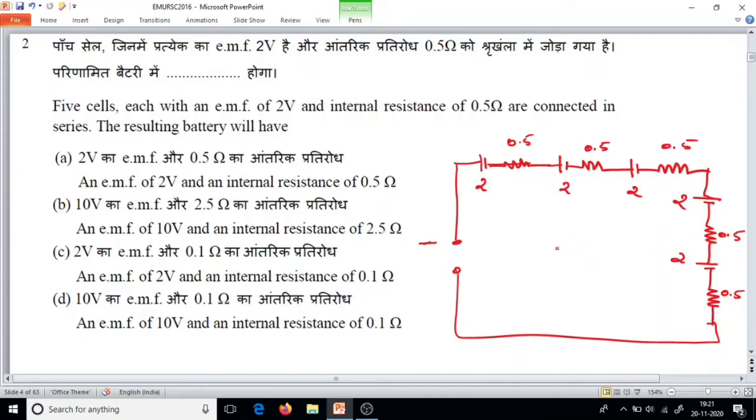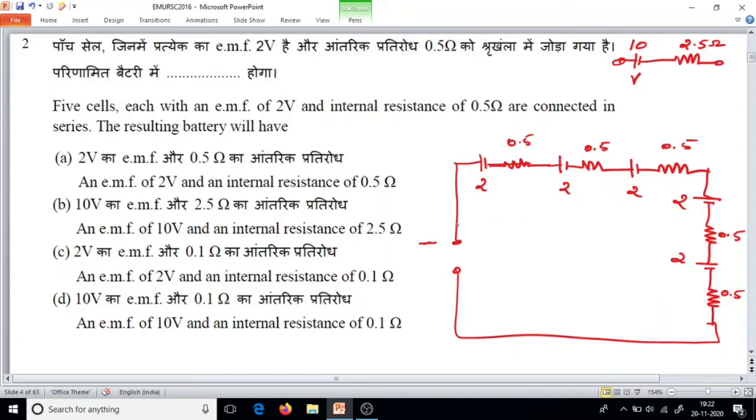So we can replace this circuit. These cells are connected in series, so this circuit can be replaced by one single battery, that is 10 volt, with 0.5 ohm five times, which comes to 2.5 ohms. So the resulting battery will have 10 volt and 2.5 ohm resistance.